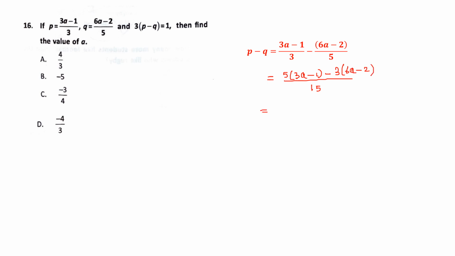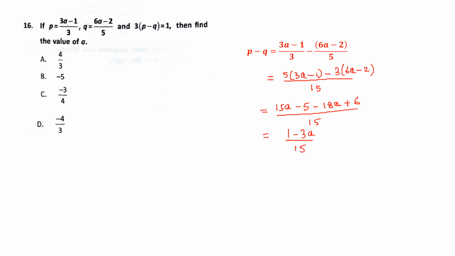Now if I am going to solve it, 5 3s are 15a minus 5. Then this will be 3 into 6a, 18a, and minus 3 into minus 2 will give me plus 6. This divided by 15. Now from here I can write 1 minus 3a over 15. So this is my value for P minus Q.